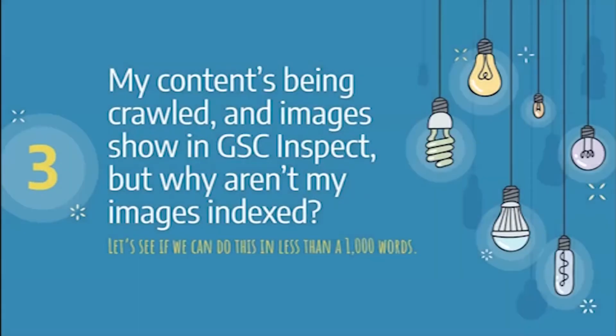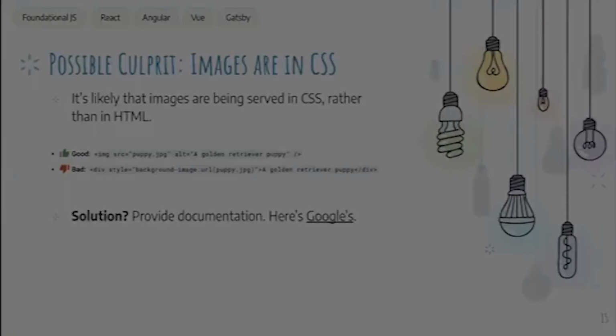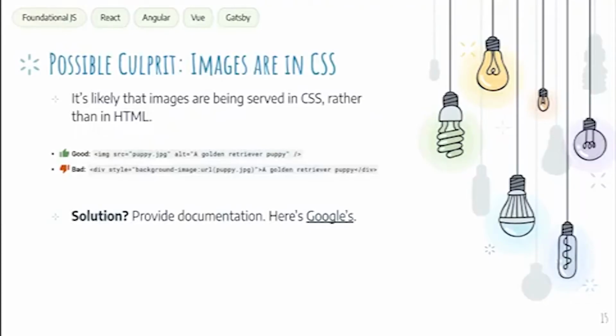Okay, so content is being crawled, your images show up on the page when you're looking at it, but your images aren't being indexed. The first thing could be, and this would be true for any site, not just JavaScript sites, that if your images are being served in the CSS instead of HTML, they're not going to get indexed. Note that that can be a great thing to have in your tool belt on the other side, because maybe you have backgrounds or button gradients that you don't want to be indexed. Put them in the CSS. You don't have to worry about that.